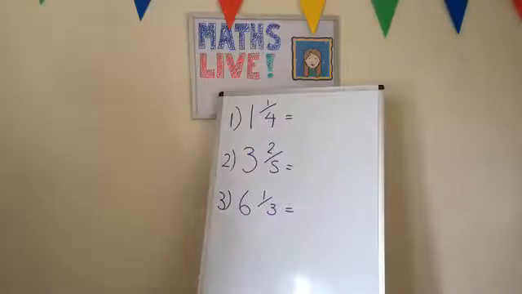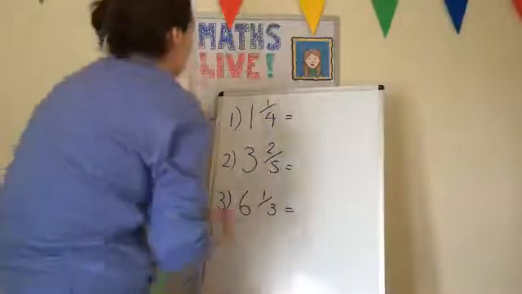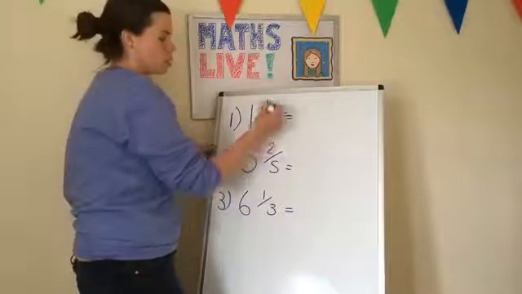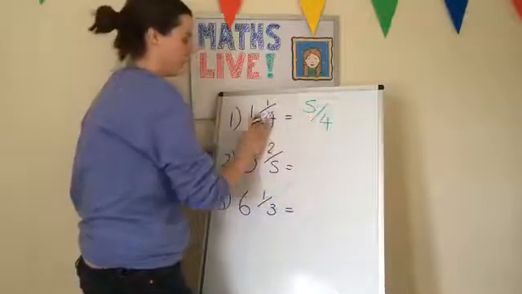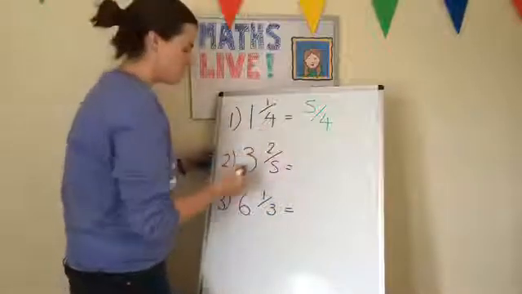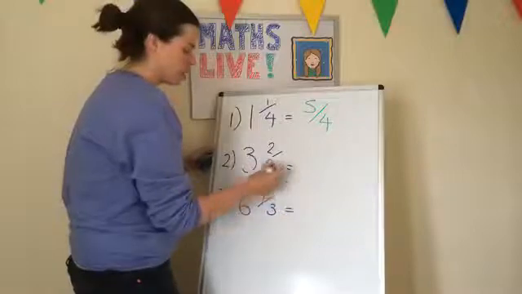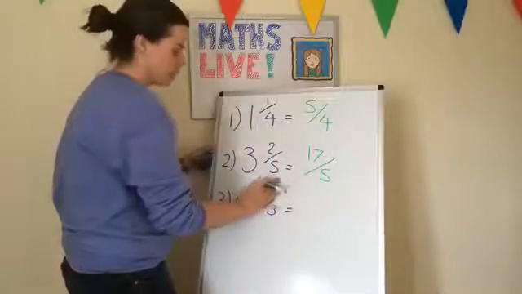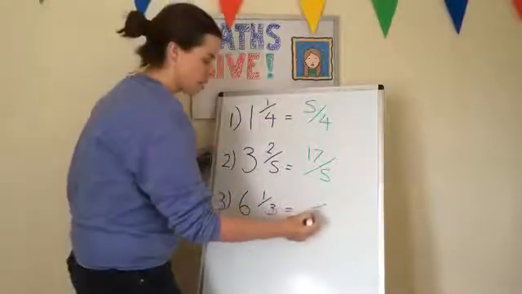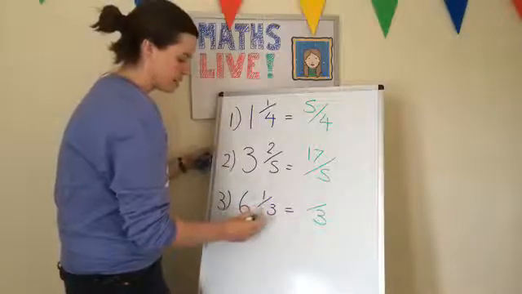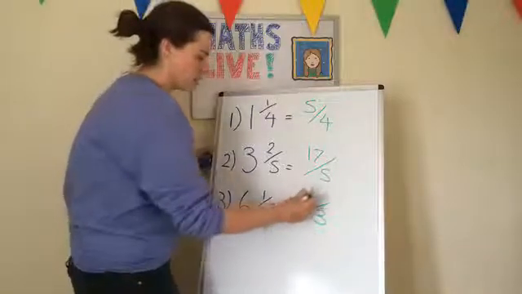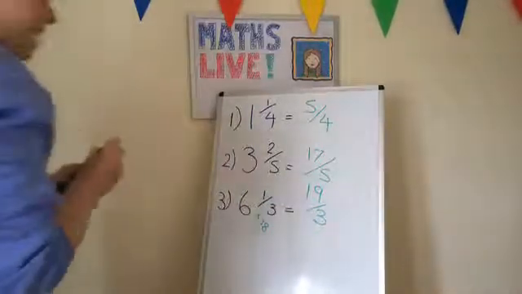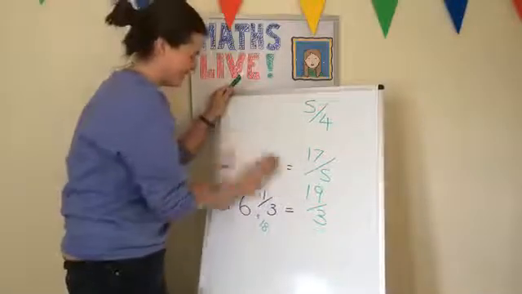Okay, right. Got lots of answers now. So 1 1/4, you do 1 times 4 is 4, plus the 1, that's 5 over 4. With this one, 3 times 5 is 15, plus the 2 is 17 over 5. Remember, keep the denominators the same. And 6 1/3, we know it's going to be over 3. 6 times 3 is 18, plus the 1 is 19. So 5 over 4, 17 over 5, and 19 over 3. Yeah, well done, super. Amazing.